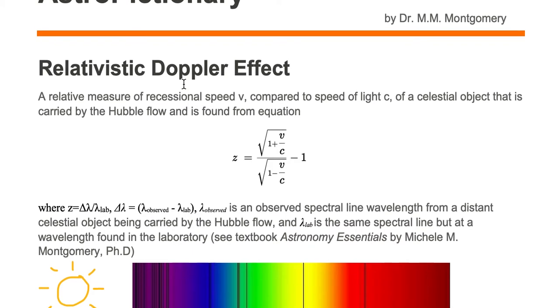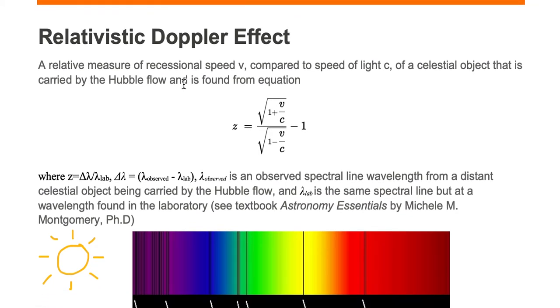So let's take a look at this relativistic Doppler effect. It is a relative measure of recessional speed v. So our goal here is to find speed v. And we're going to find it using this equation here, which is based on z. Z is equal to the square root of 1 plus v over c divided by the square root of 1 minus v over c, and all of that minus 1.